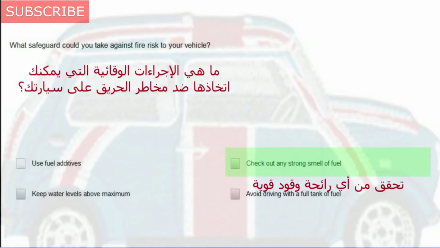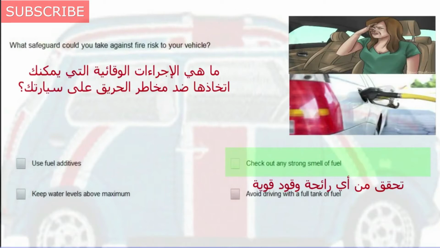What safeguard could you take against fire risk to your vehicle? Check out any strong smell of fuel.